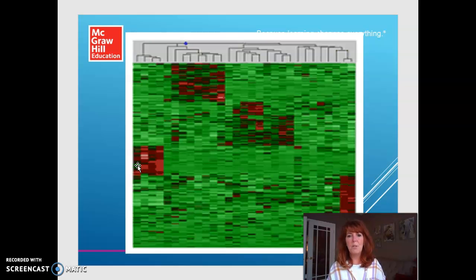There's much more in the future that we can learn from this, but this is the evaluation of thousands of genes within one test.